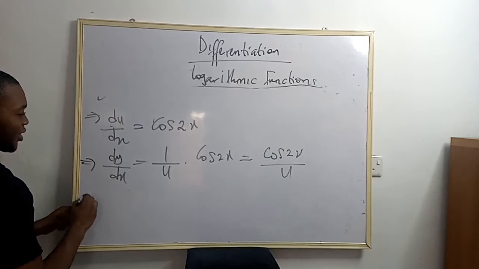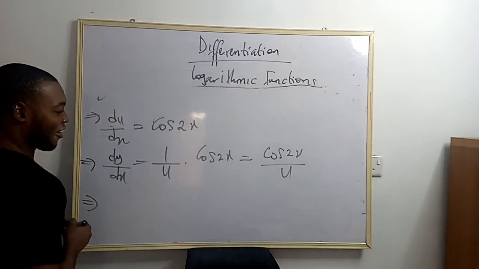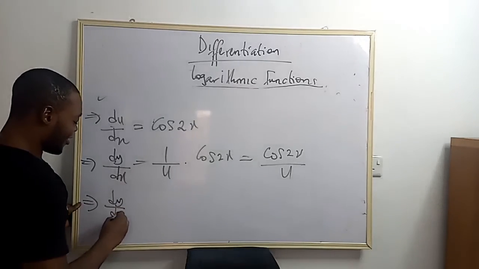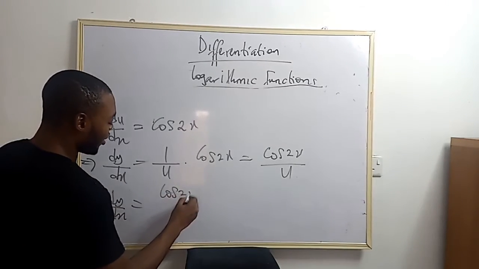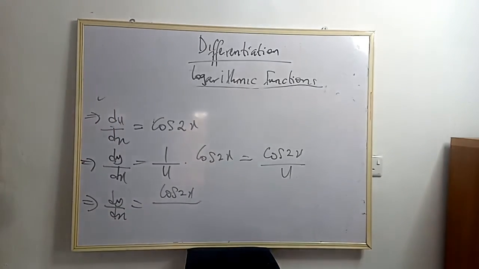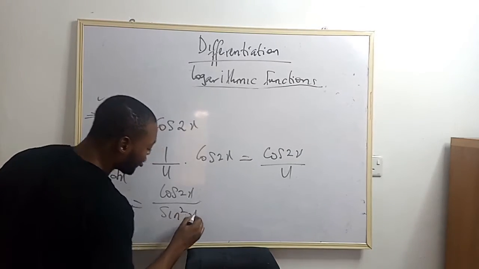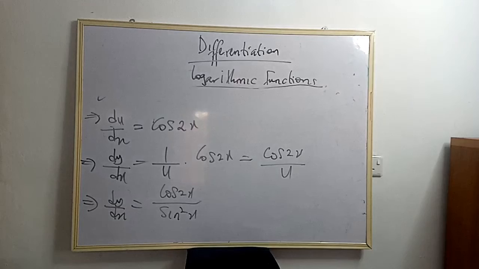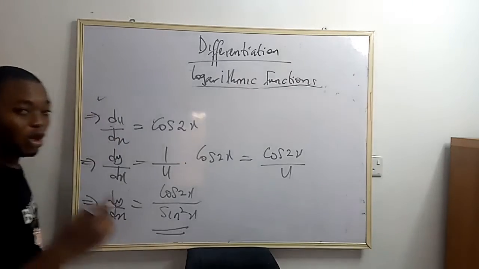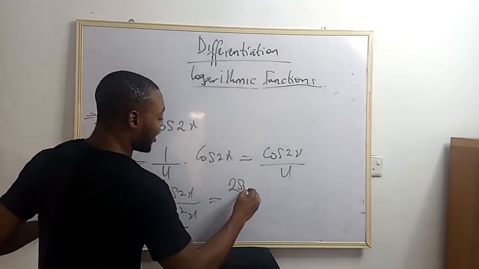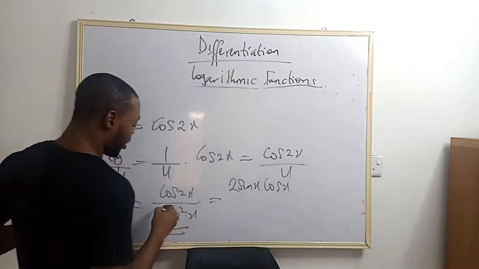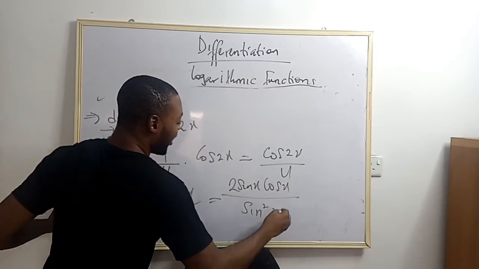I'm thinking about something now. I think I've oversolved this. Our u, rewind this video and check, we represent u with sine squared x. So we have to bring back our 2 sine x cos x, all over sine squared x, right?